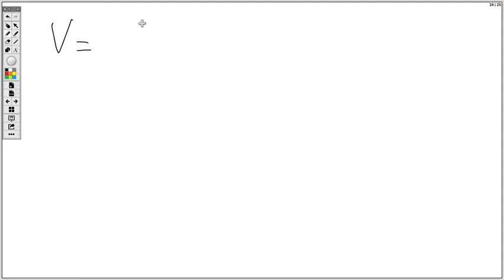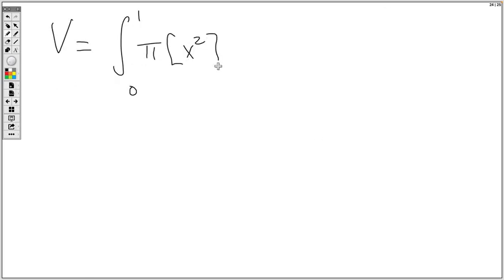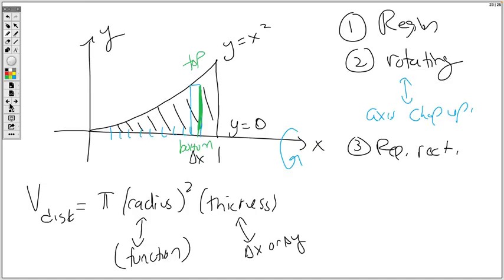So the volume of the disk is going to be, integrating, we're going from 0 to 1, pi times the radius of this disk. Well, that distance there, it's going to be x squared. Squared, so that's the radius squared times your thickness, dx. Yeah? Oh wait, we're supposed to go to 2? Oh yeah, sorry, thank you. Yeah, we're going to 2.